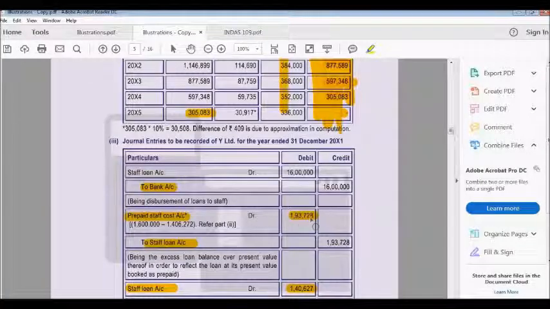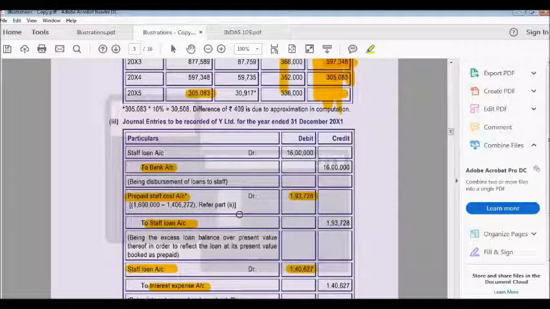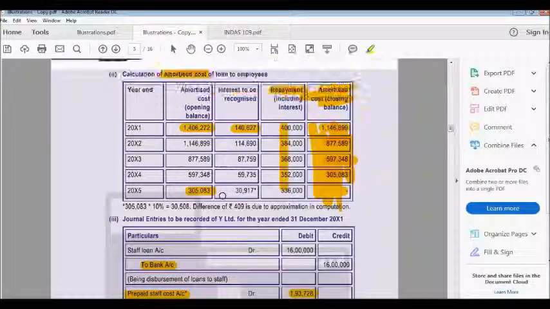1,93,728 divided by 5, which means every single year you will have to debit it into your profit and loss account. So profit and loss account debit to prepaid staff cost account, which will be 1,93,728 divided by 5. So that much amount will be debited into your profit and loss account every year till the 5th year. So this is how it's going to work.